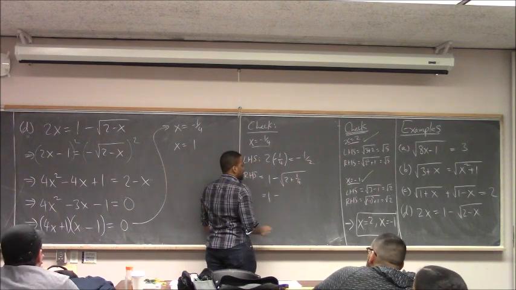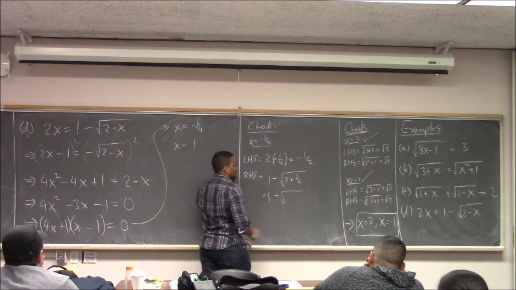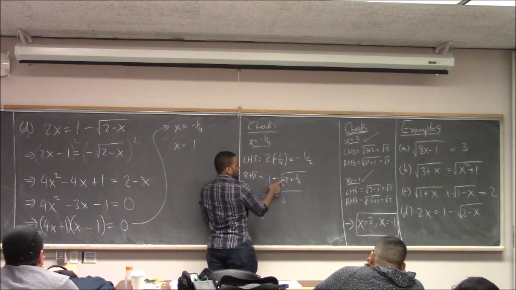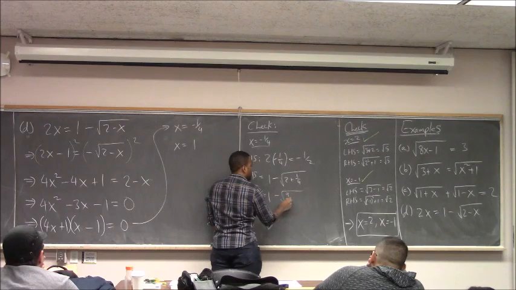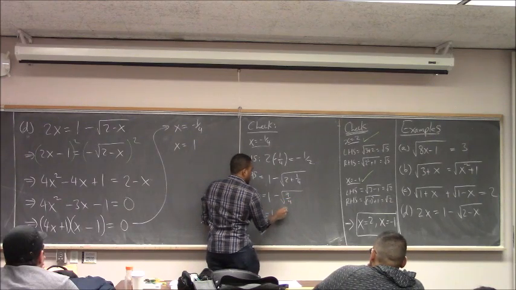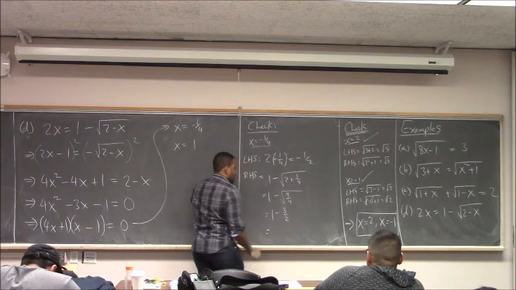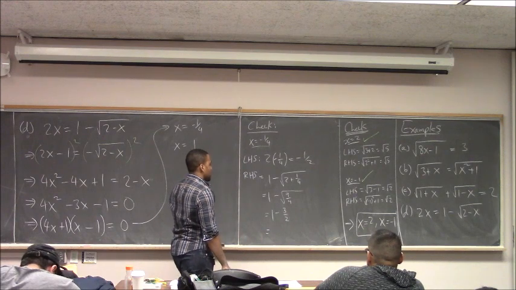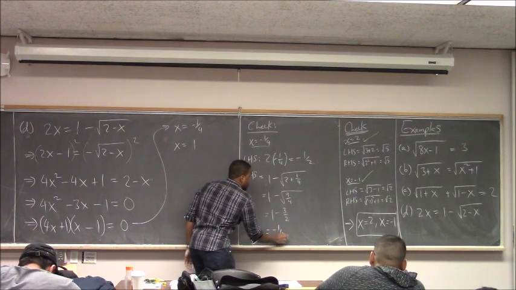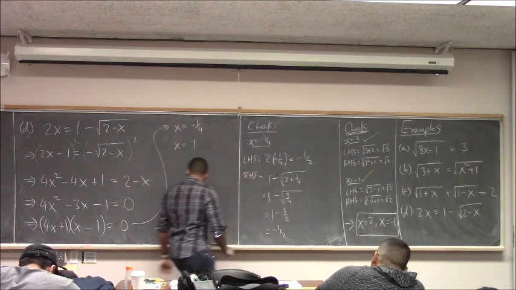This is 1 minus the radical of, 2 I can think of as 8 over 4, so this is 9 over 4. This is 1 minus 3 over 2. So that's 1 minus 1.5, so that's minus 1/2. And that one checks out.